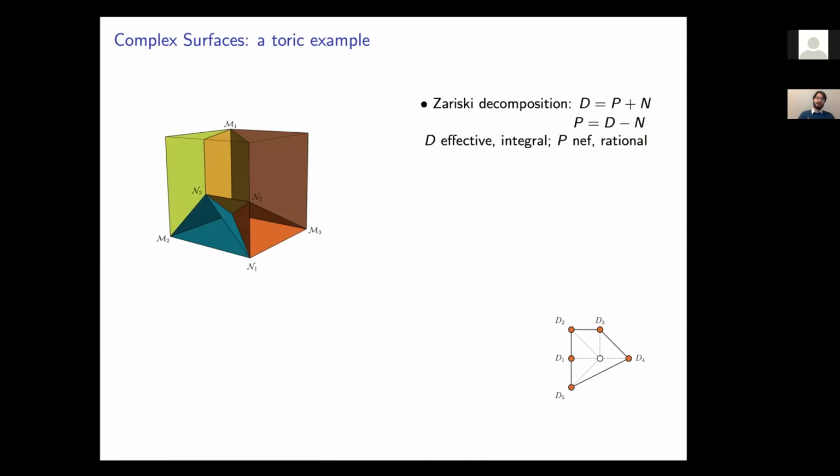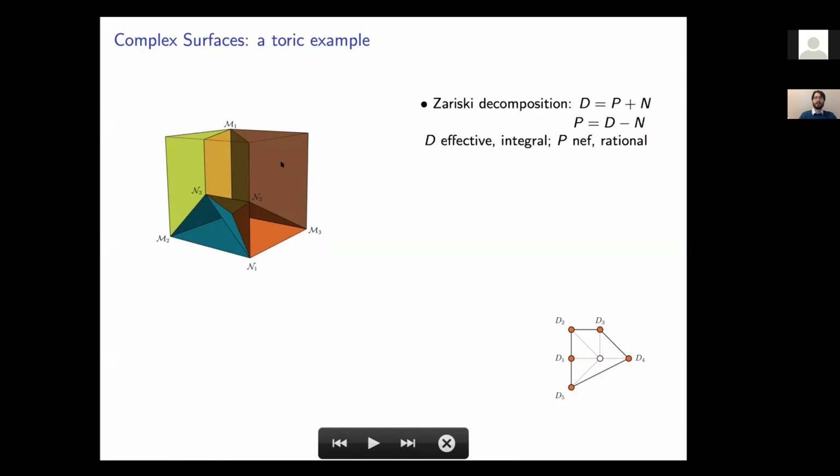They simply give you the information about the Zariski decomposition. So if you start with an effective line bundle, something that is inside the Mori cone, you start with D, which is effective and integral, and then the Zariski decomposition gives you a decomposition of D into two pieces. One which is nef, this P, and then N. So N is effective and P is nef. And P is on the boundary of the nef cone, not inside the nef cone.